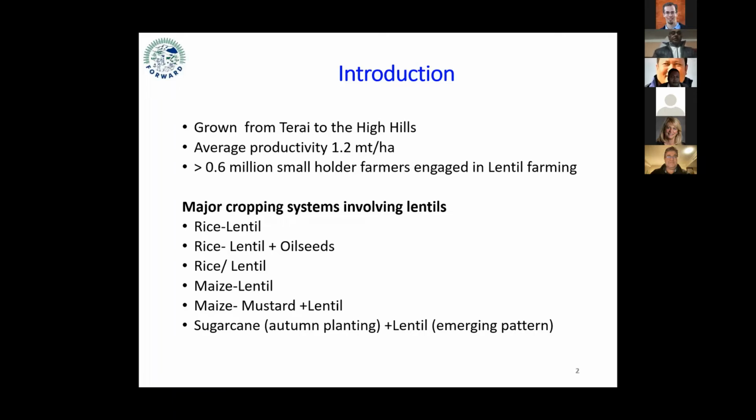And in the upland case, there is the maize sequence, lentil followed by maize, then maize followed by lentil mixed with mustard, Brassica campestris. And the new emerging pattern is autumn planted sugarcane mixed with lentil. These are the major cropping patterns in which lentil has been used.